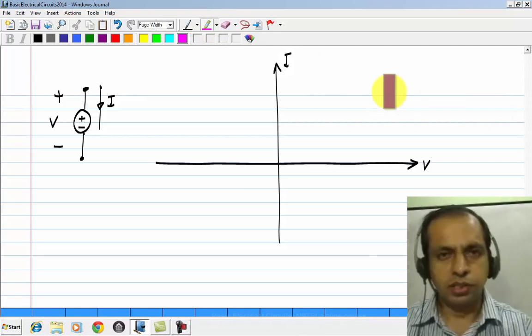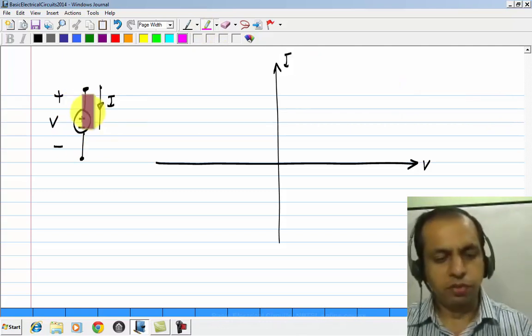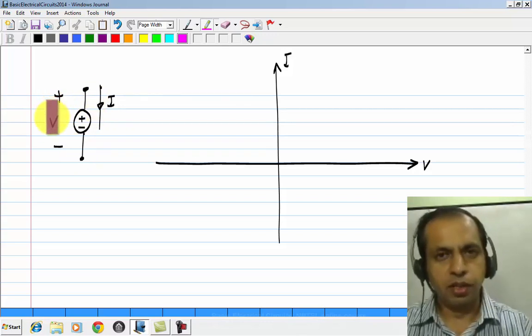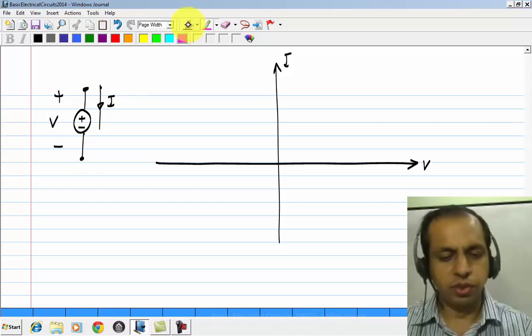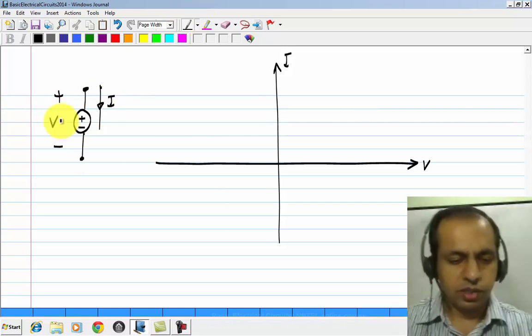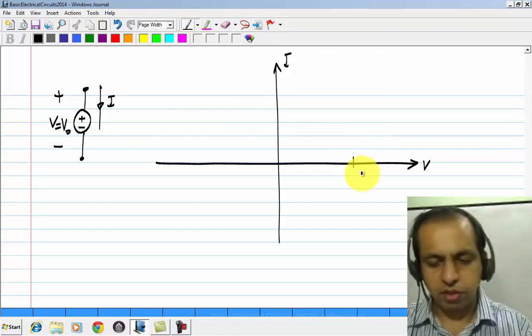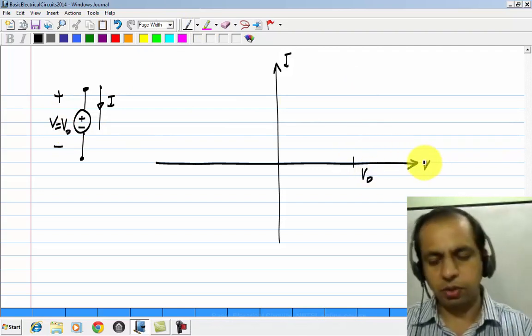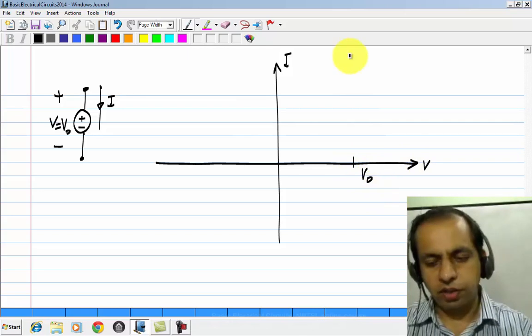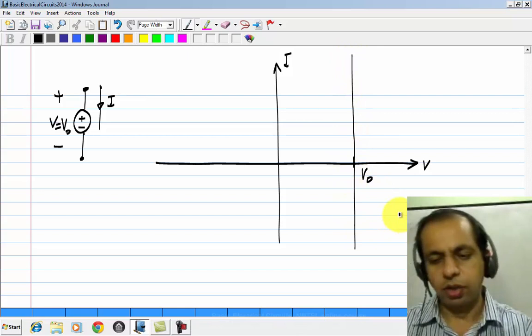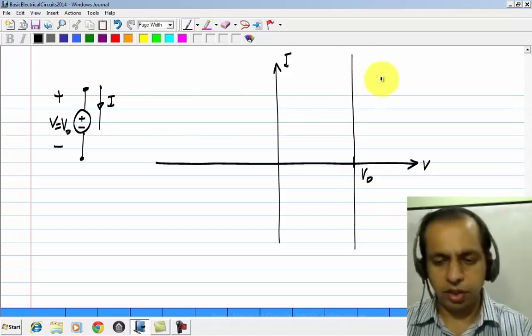Now, as I just said, the property of a voltage source V is that it maintains a constant voltage between these terminals. This V will be a constant regardless of the current flowing through it. So, let's say this V is given to be some V naught, and if V naught happens to be positive, the characteristic will look like this. What does it say? V is always equal to V naught, so that means that the characteristic is a vertical line like this.